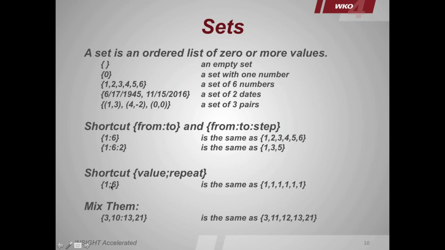And then there's another form that uses a semicolon that repeats the numbers that many times. And then you can mix them together. So I can start with 3, and then all the numbers 10 through 13, and then 21.